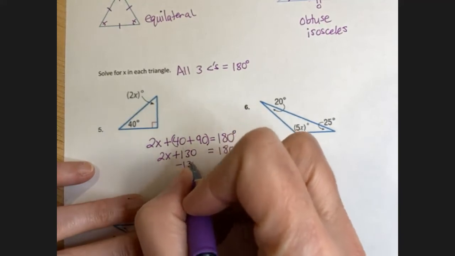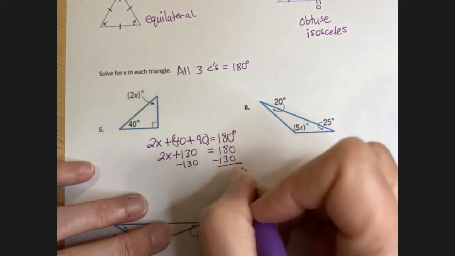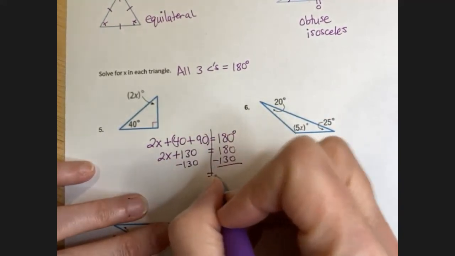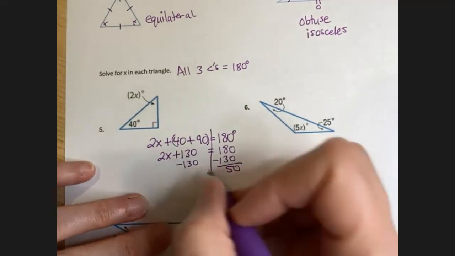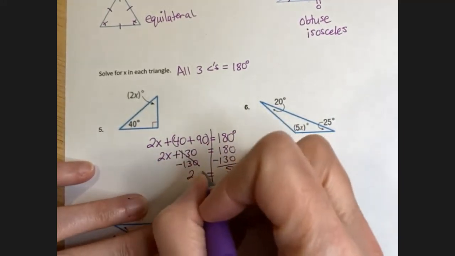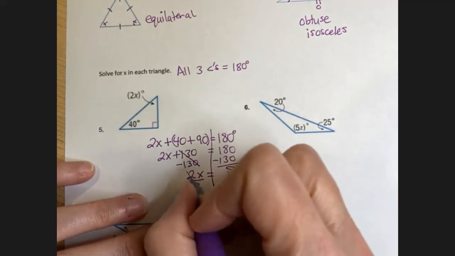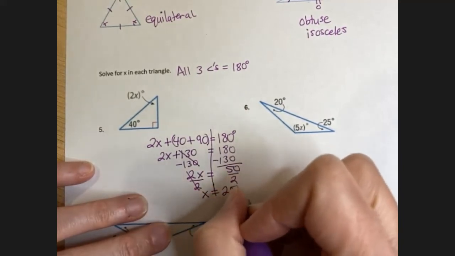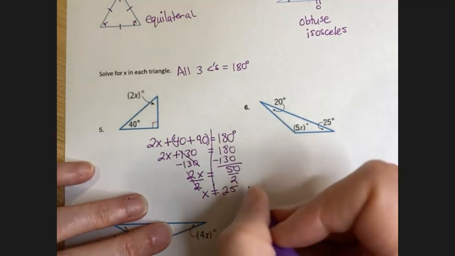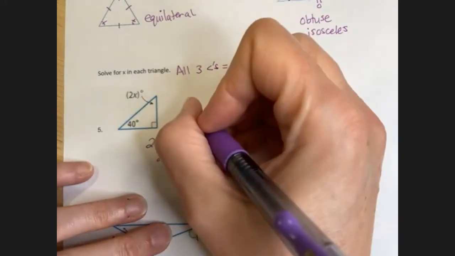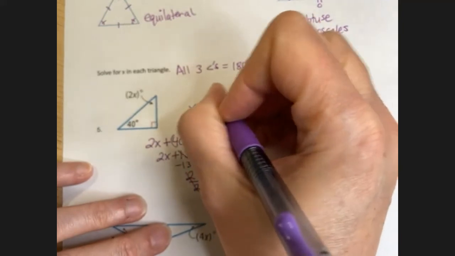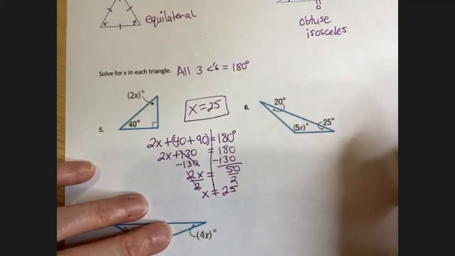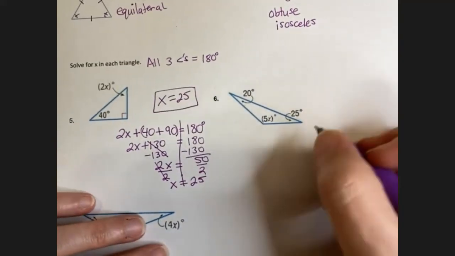Now I'm going to subtract the 130 from both sides. And it's going to leave me with 50. And I'm going to get rid of this. And 2x equals 50. So what's the value of 1x? So x equals half of 50 or 25. Think of money. Half of 50 cents is 25 cents. So x equals 25 is my solution. And I'm done. Take a look at number 6.